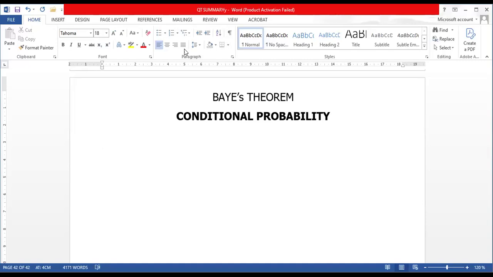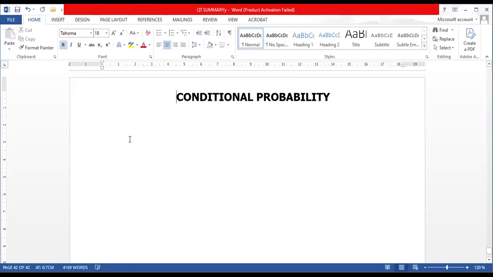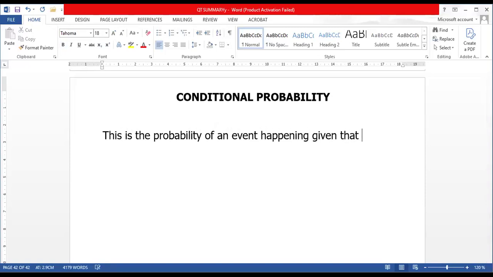This conditional probability is basically the probability. Let's just summarize a few things as we dive into the calculation. This is the probability of an event happening, given that another event has already happened, has already occurred.